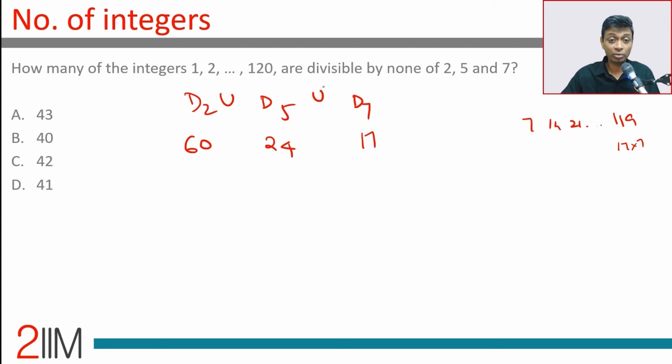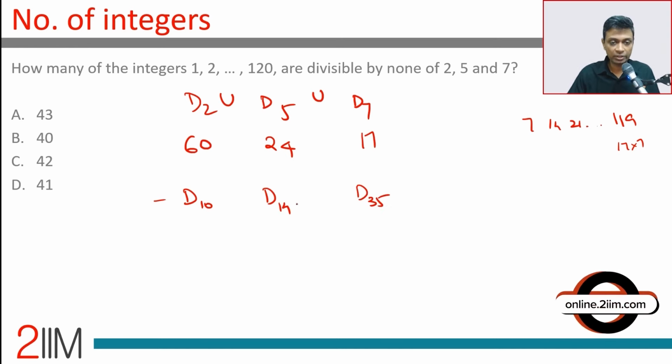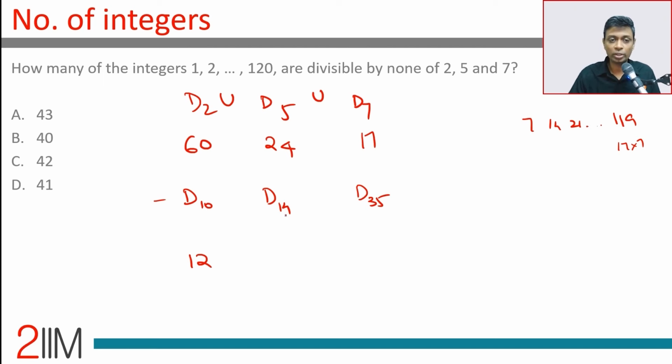Now we want to find A union B union C. We need to subtract the intersection of 2 and 5, numbers divisible by 10. Intersection of 2 and 7, 14. Of 5 and 7, 35. Numbers divisible by 10, divisible by 14, divisible by 35. Divisible by 10, there are 12 numbers. 14: you'll go from 14, 28, 42 all the way till 112. 14 into 8 is 112. So 8 numbers.